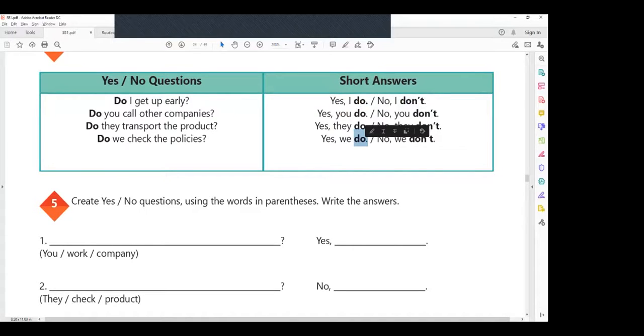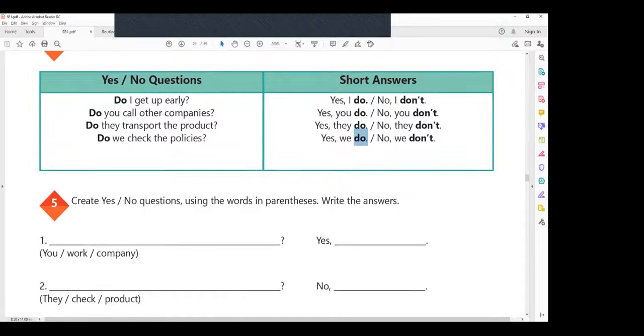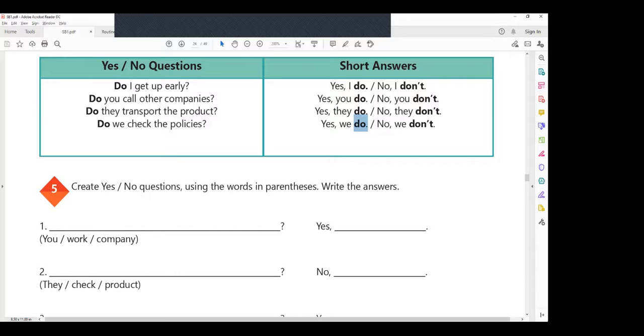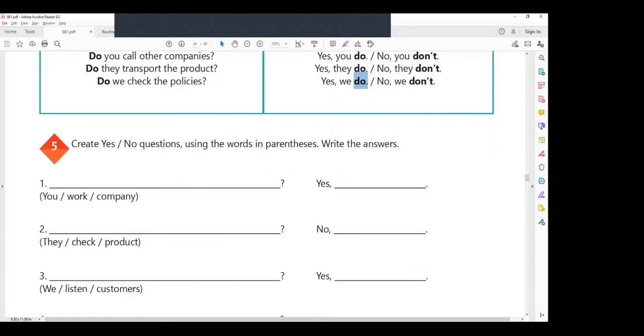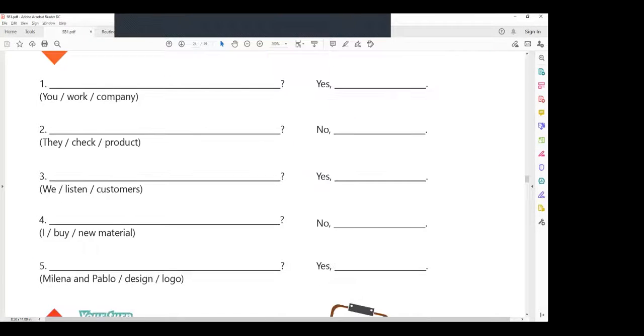Y por último, si es positiva, decís do. Yes, we do. Yes, they do. Yes, you do. Yes, I do. No, we don't. No, they don't. Si es negativa. ¿Se acuerdan de esto en el verbo to be? Yes, I am. No, I'm not. Yes, she is. No, she isn't. Okay. Then you have an exercise.